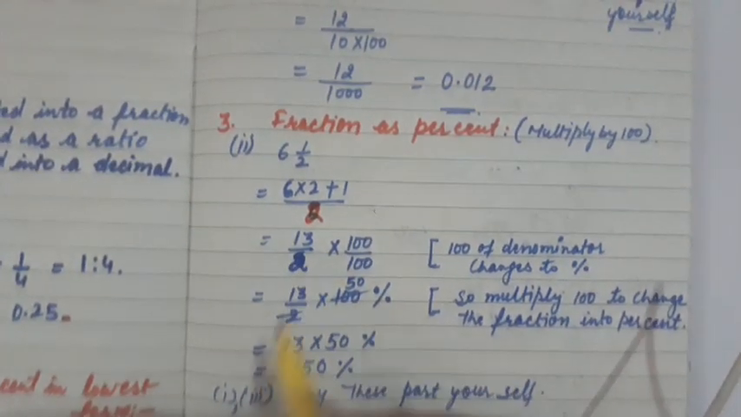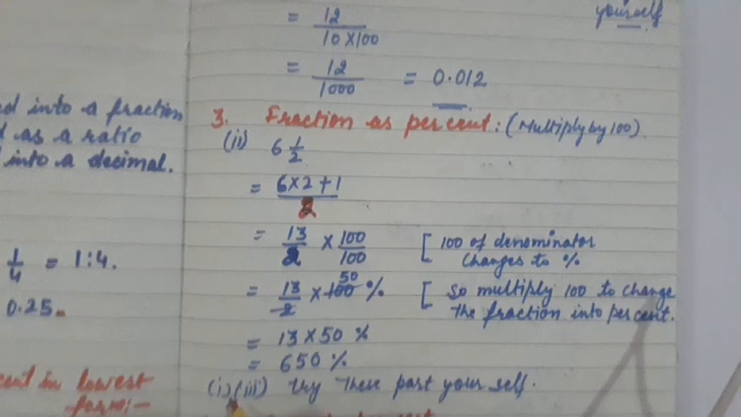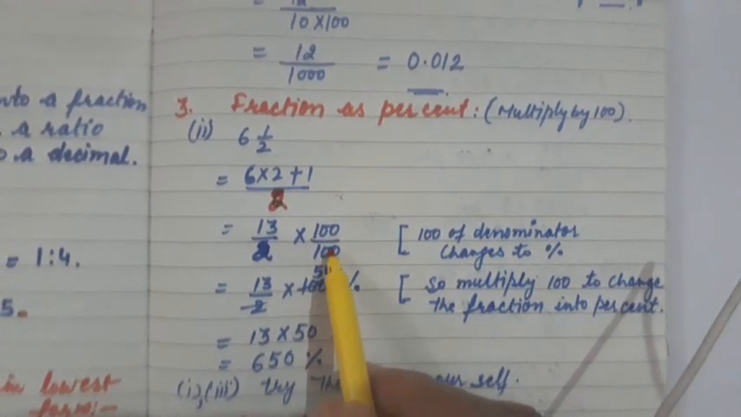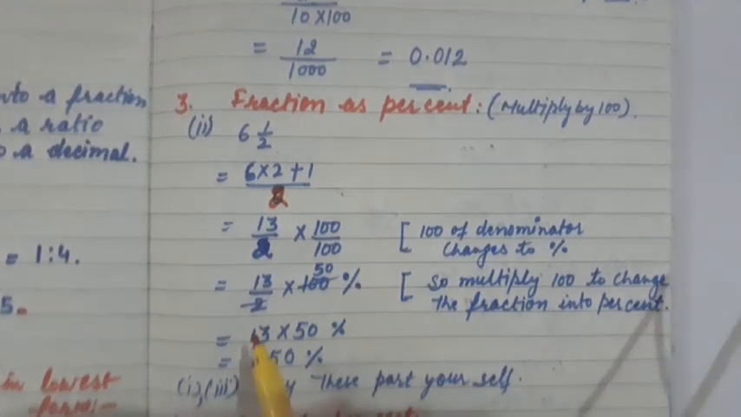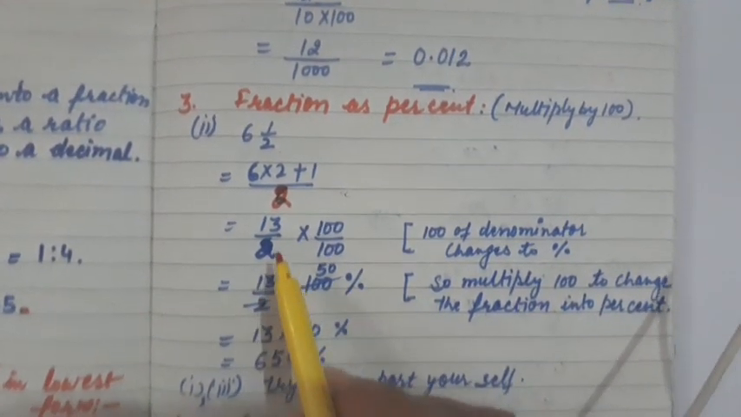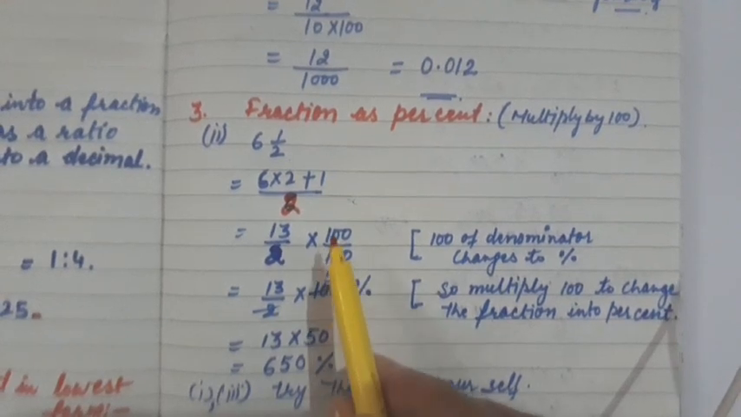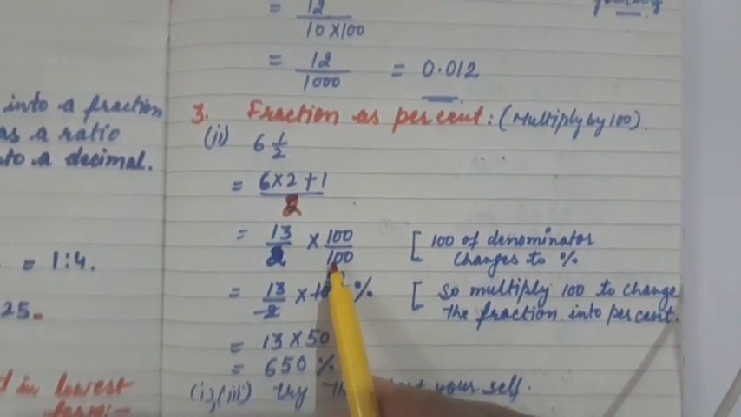Now we have to change it into percent. The denominator should be there 100. So we make its denominator 100. So we multiply the numerator as well as denominator by 100.